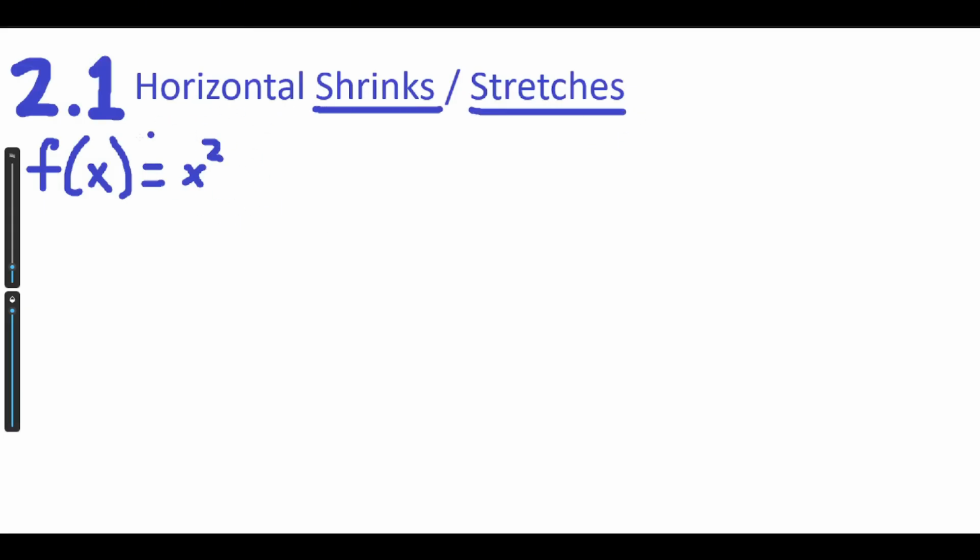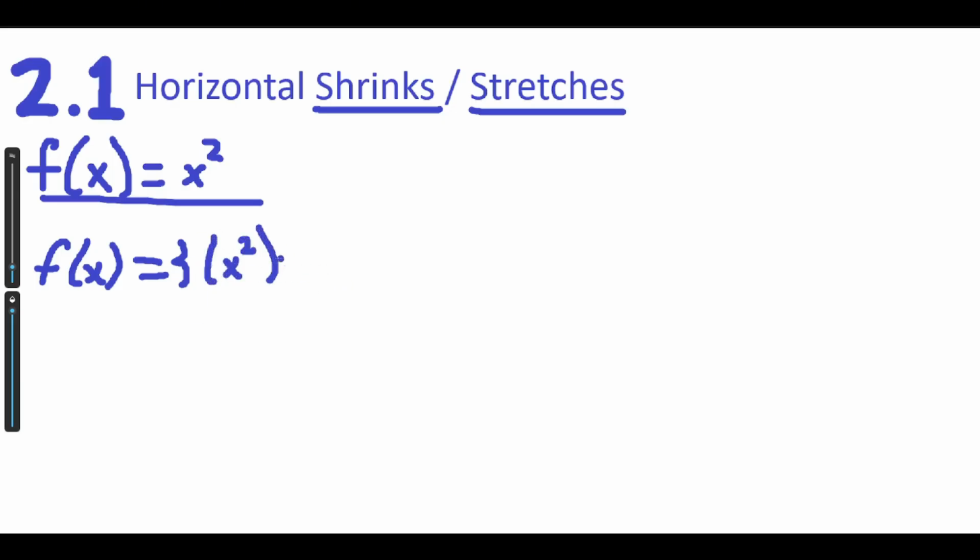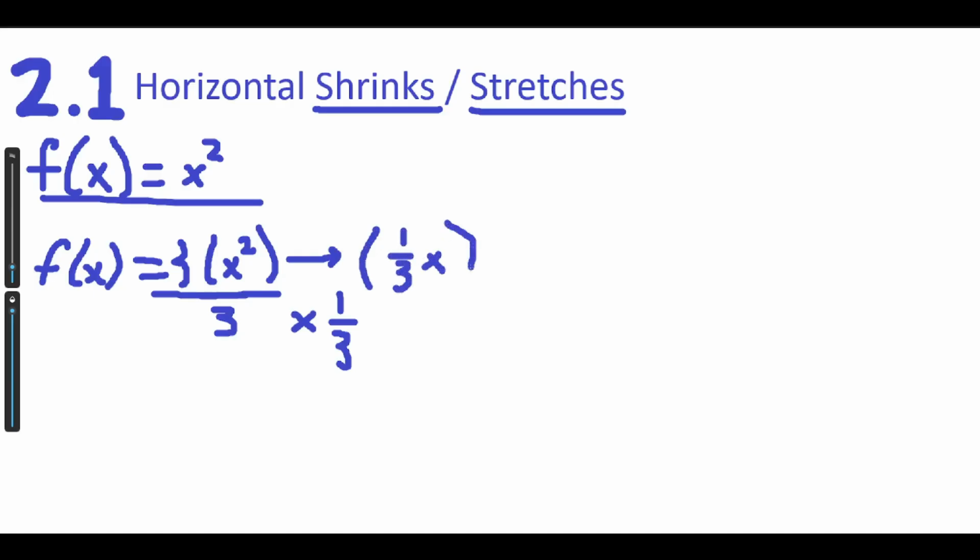So say you take this parent function f of x, which is equal to x squared. If we wanted to horizontally stretch that, we would write it as f of x equals 3 times x squared. But this is not right. So to get rid of this 3, we would want to divide all of this by 3, which is equal to multiplying by a third. So 3 divided by 3 is 1. And then you do the same thing inside the parentheses. So we get 1/3 x squared. Make sure this is all inside the parentheses.